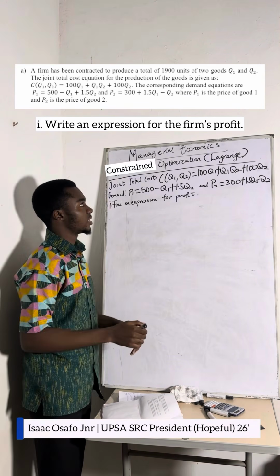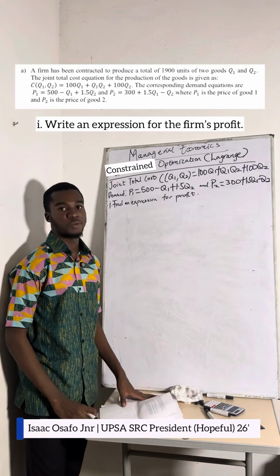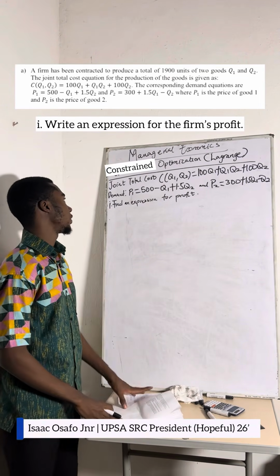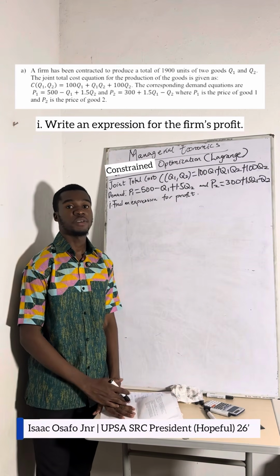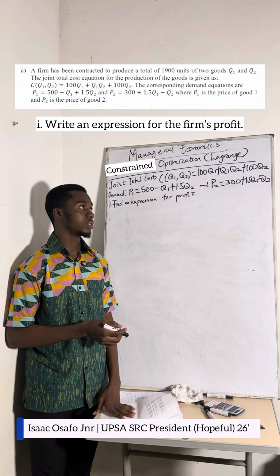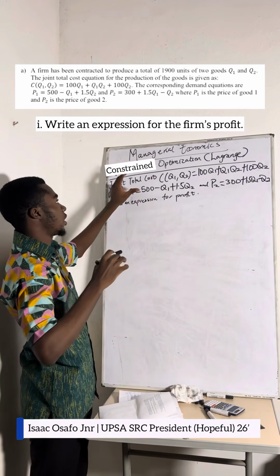All right, so this is quite a lengthy one, but we'll take it step by step so that you don't get confused at any point. So what do we know? We know that profit is total revenue minus total cost. They already gave you the cost function, the joint total cost function.